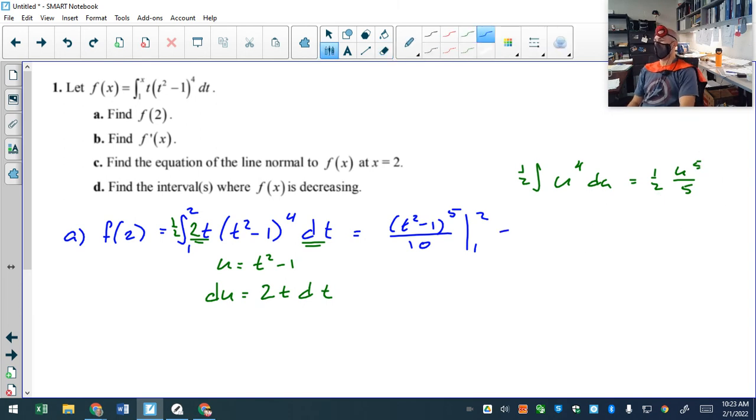So I would now plug in 2. Oh my gosh, what kind of number is this? 2 squared minus 1 is 3 to the 5th over 10, minus, plug in 1. Oh, that's sexy. You should get 0. Are we okay there? There's your f of 2. B.